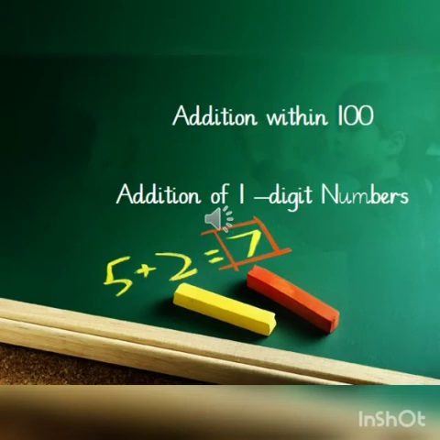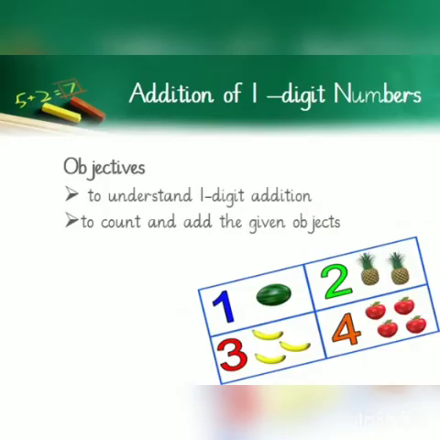Addition within 100. This is the second chapter of the mathematics textbook for grade 1, and this is the first lesson of this week. The topic is addition of one digit numbers. The objectives are to understand one digit addition, and to count and add the given objects.